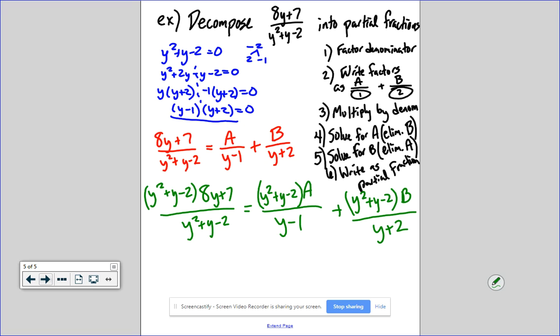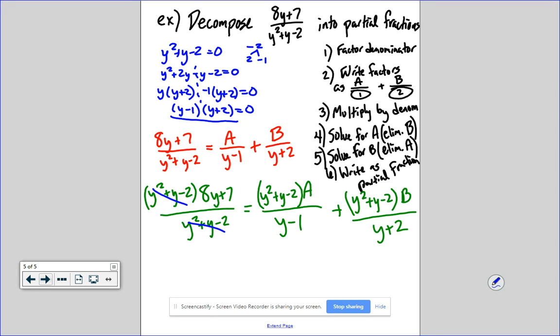So all I did was multiply everything by the denominator. That's all I did. Now I have to try and cancel the denominators in every case and see what I have left. So on the left side, what happens when I multiply by y squared plus y minus 2? That's gone.